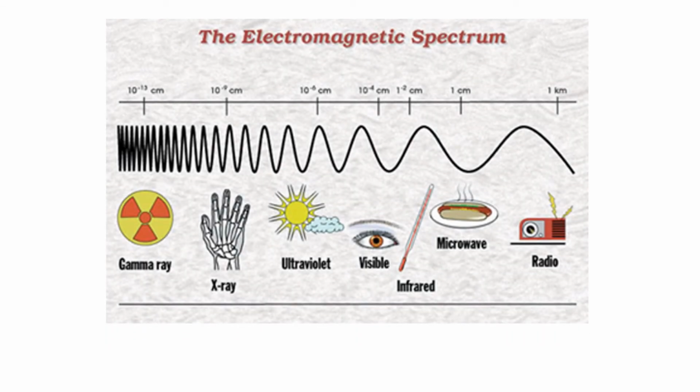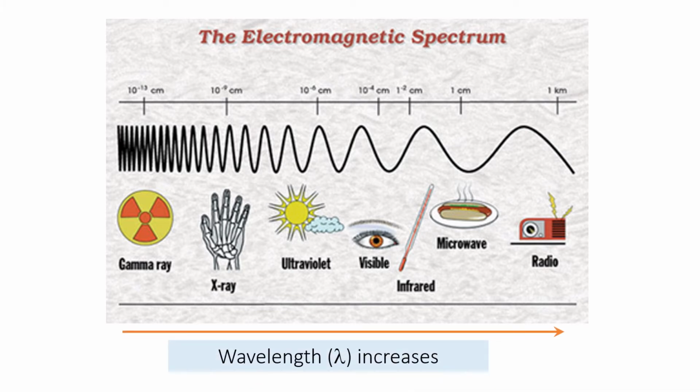Here's my electromagnetic spectrum, okay? And this goes from smallest to largest, and it gives you some examples of what each of them is used for. So the wavelength increases.